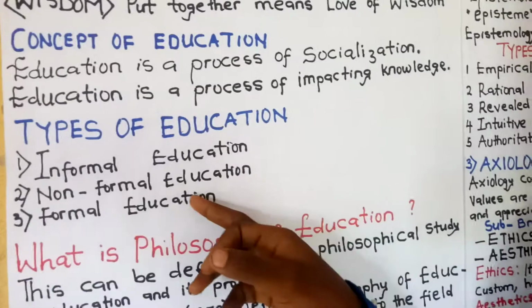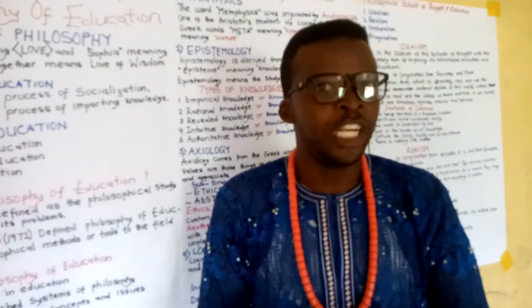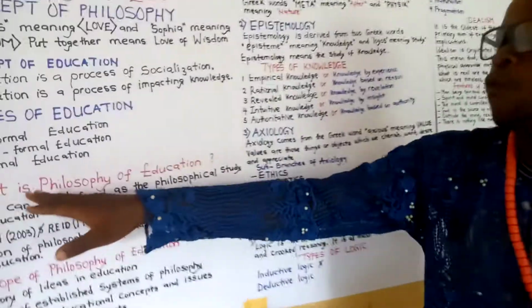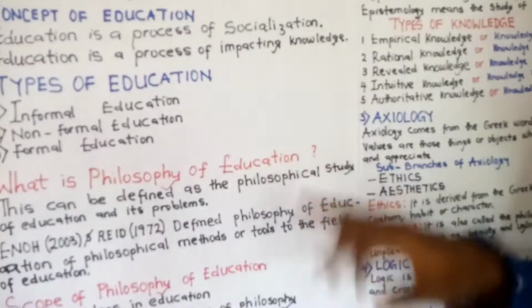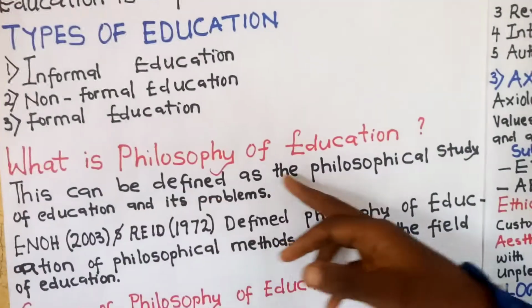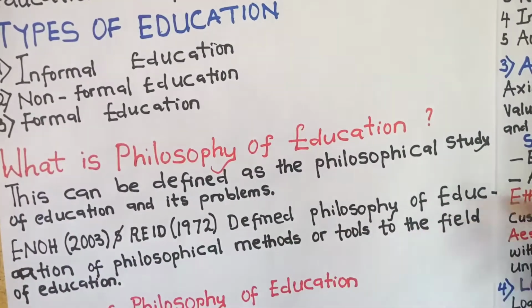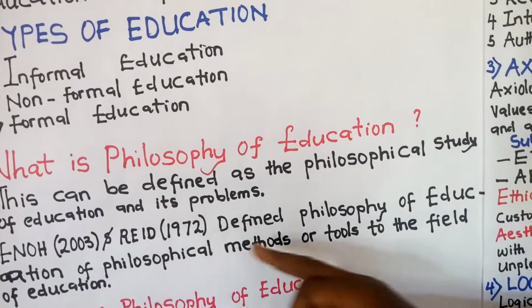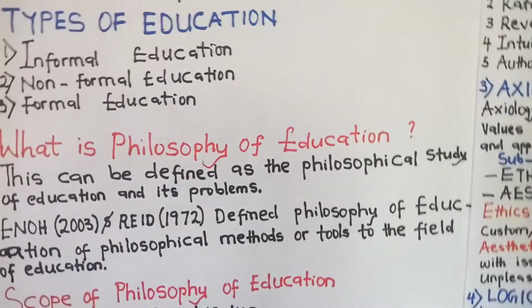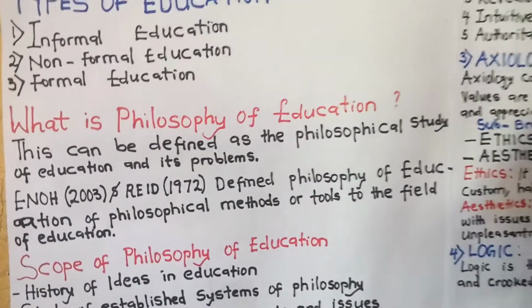Then what is formal education? Formal education is the one you acquire in the college, in the school. That is formal. Now, what is philosophy of education? This can be defined as the philosophical study of education and its problems. According to Eno and Reid, they define philosophy of education as the application of philosophical methods or tools to the field of education. Let's quickly talk about the scope of philosophy of education, what it is trying to capture or cover.